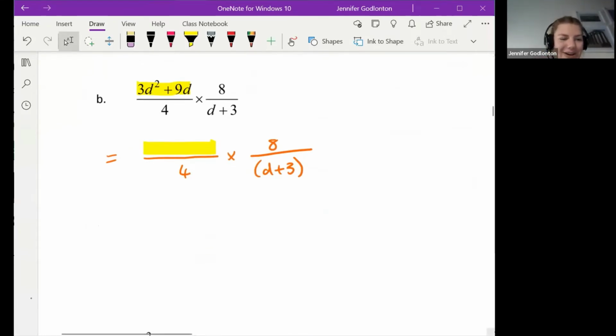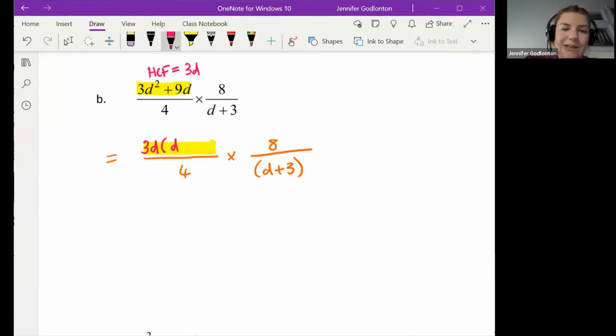Yes, there we go. I'm getting some good answers coming in this chat. If we're having a look here, we can take out a highest common factor. If we look at our numbers, what goes into 3 and 9? 3, and d squared and d. Remember, we always take the variable with the lowest exponent. So my highest common factor is 3d, and I'd be left with d plus 3. All we've done there is take out our highest common factor.